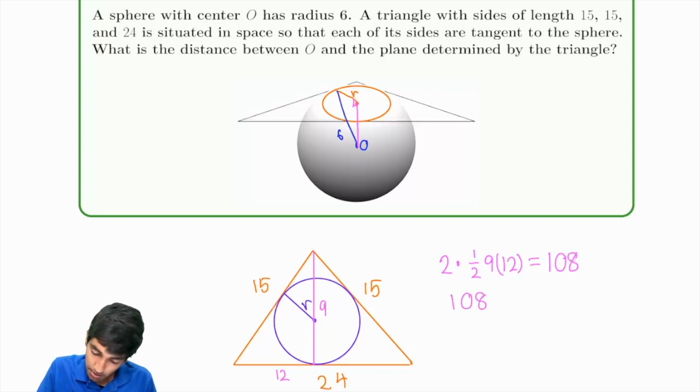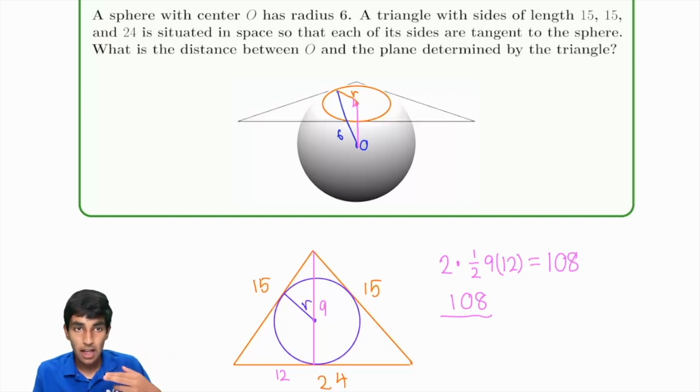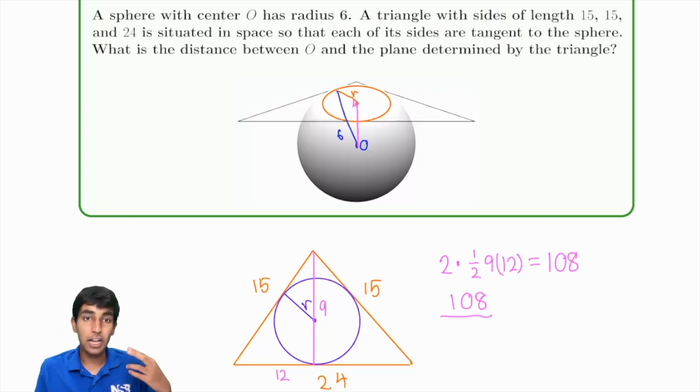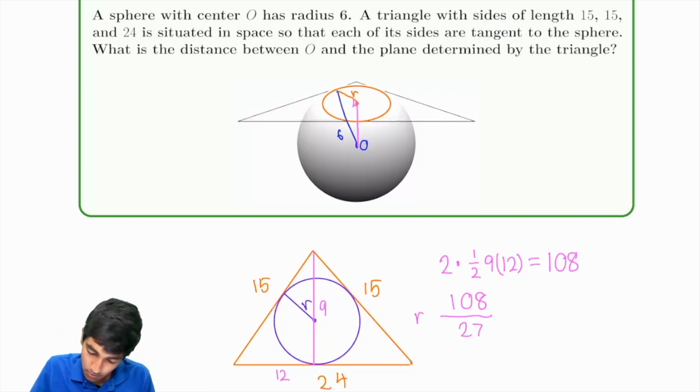The semi-perimeter is 15 plus 15 plus 24, all divided by 2. And 15 plus 15 plus 24 is 54, divided by 2, 27. So our inradius is 4. So this r is really just 4.